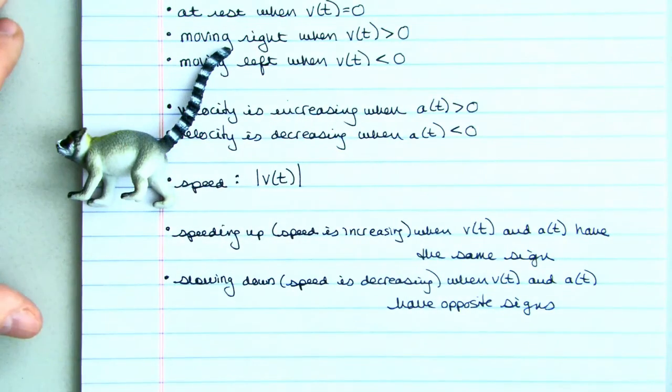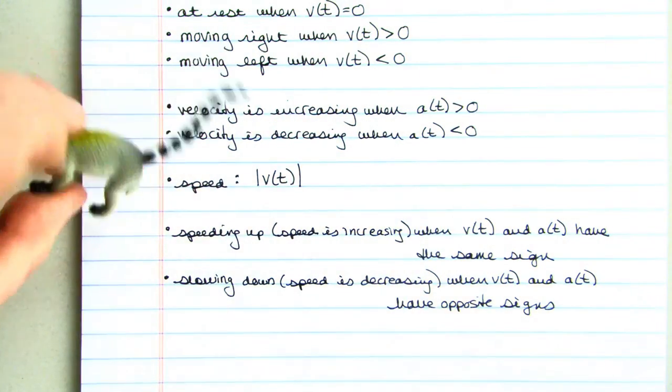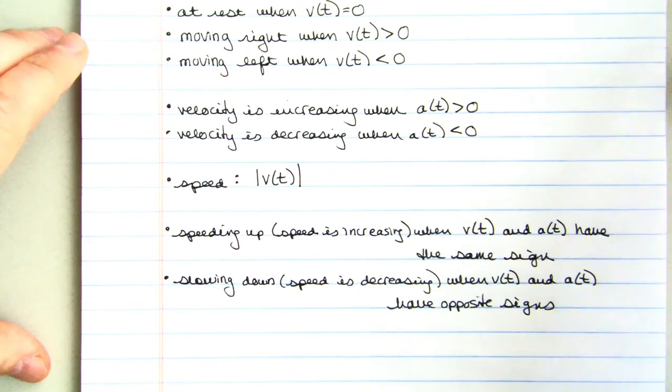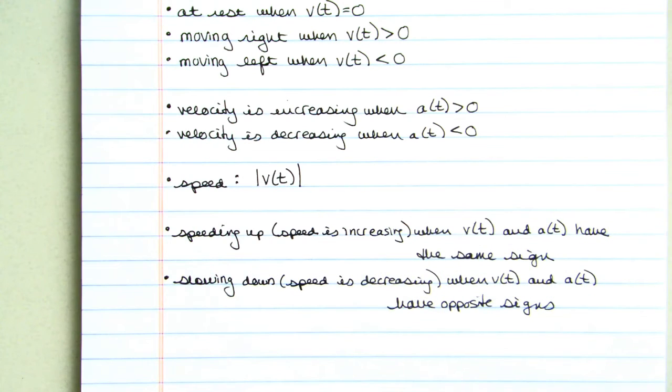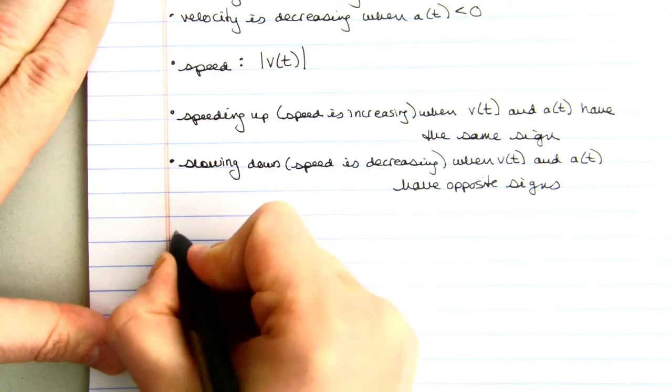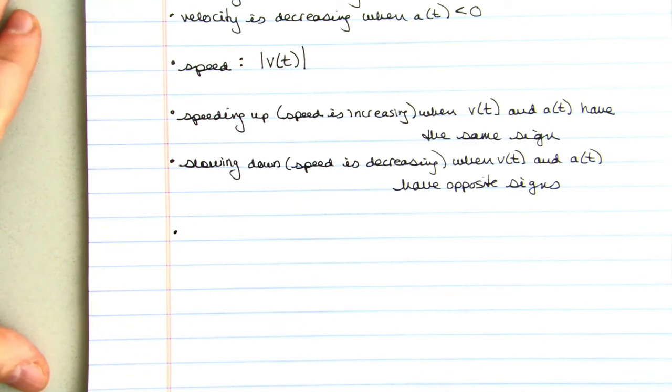I'm not sure how much the lemur helped. It's easier when I can just walk in front of the class faster and slower and whatever. But hopefully you get a little bit of an idea, speeding up versus slowing down. Very lucky that I just happened to have a lemur lying around my desk.